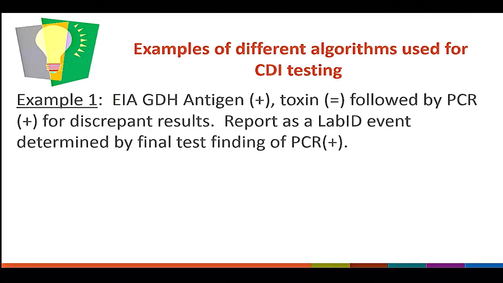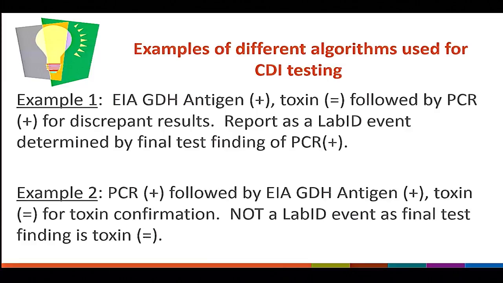All right, so let's flip that. So they do the PCR first, and it's positive. And then they follow that with the EIA test, and they get antigen positive and toxin negative. The toxin negative test is the last test performed in this multi-step algorithm. Therefore, it is the test result used to determine whether you meet the lab ID event definition. The toxin is negative, so this would not be a lab ID event.